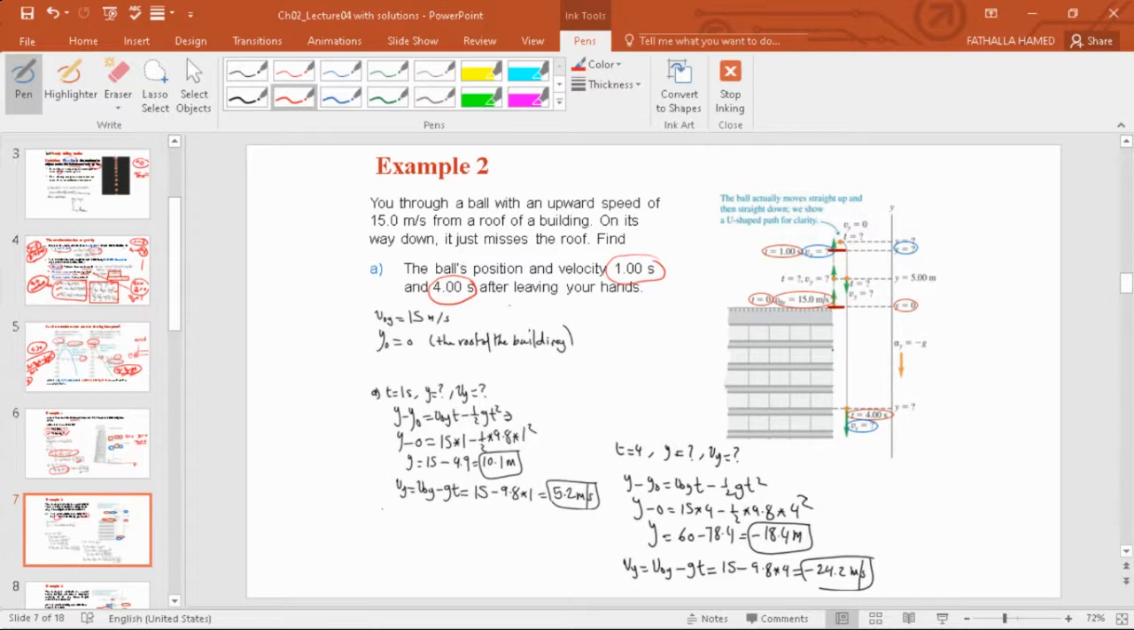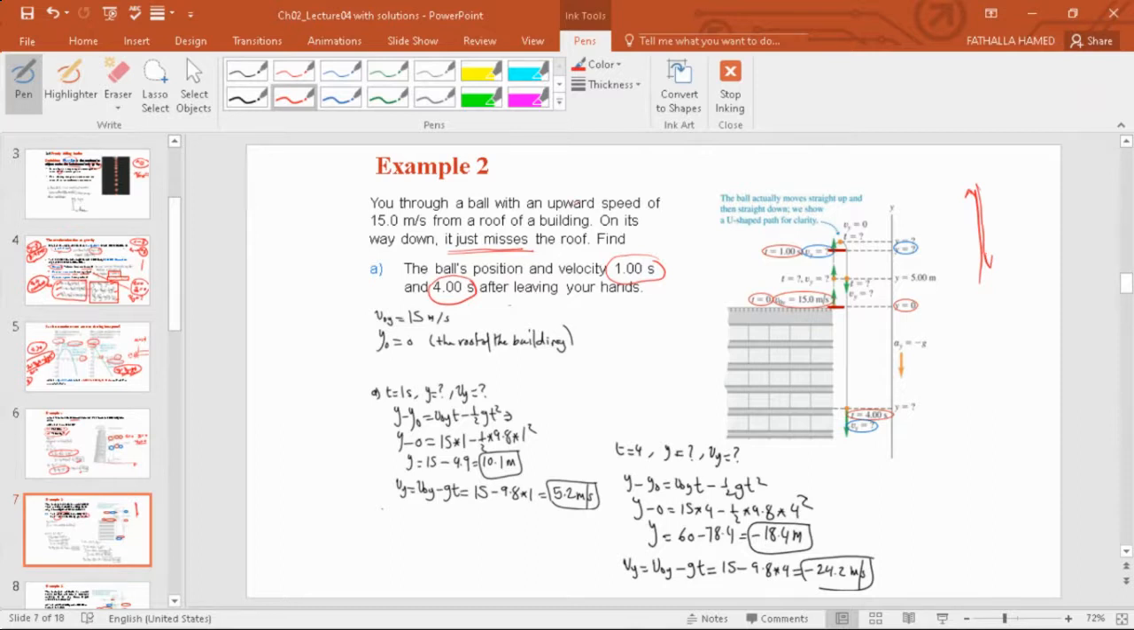Now you throw something up and it comes down. When they say it just misses here, they're just telling you that it is one-dimensional motion. They want you to consider here a one-dimensional motion. So you throw something up and it comes down. Okay. So we can consider one-dimensional motion here.